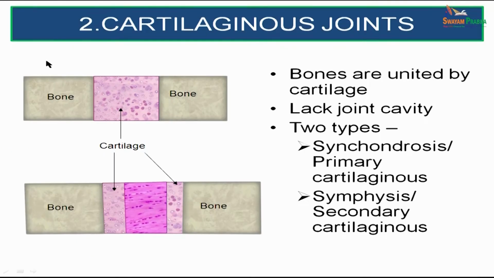Second variety of joints now, the cartilaginous joints. In cartilaginous joints, the bones are connected by a plate of cartilage. So, there is no cavity here. We have the bones and we have the cartilage plates in between, but no cavities. These cartilaginous joints are of two varieties, primary cartilage joint and secondary cartilage joint. Primary cartilage joint is also called synchondrosis and the secondary cartilage joint is called symphysis.